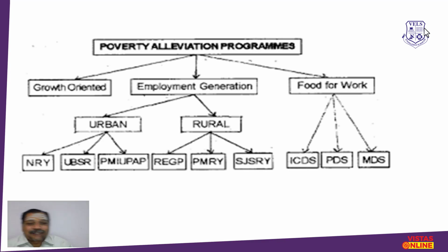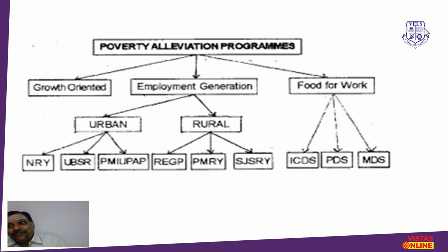This employment generation is divided into two categories: one is the urban side, another is the rural side. From the urban side, there are many schemes. Some of them are mentioned: NRY, UBSP, PMIUPEP, UEP. NRY means Nehru Rozgar Yojana, and UEP is Urban Employment Scheme. PMIUPEP is the Prime Minister Integrated Urban Poverty Eradication Programme. So these programs are related to how to eradicate poverty in urban areas.